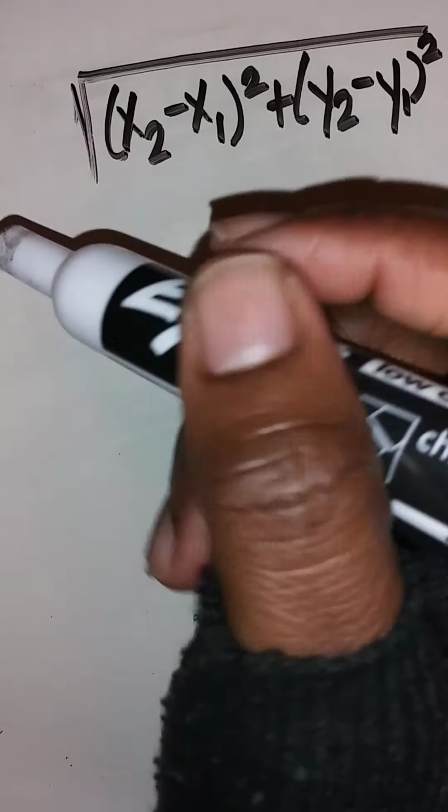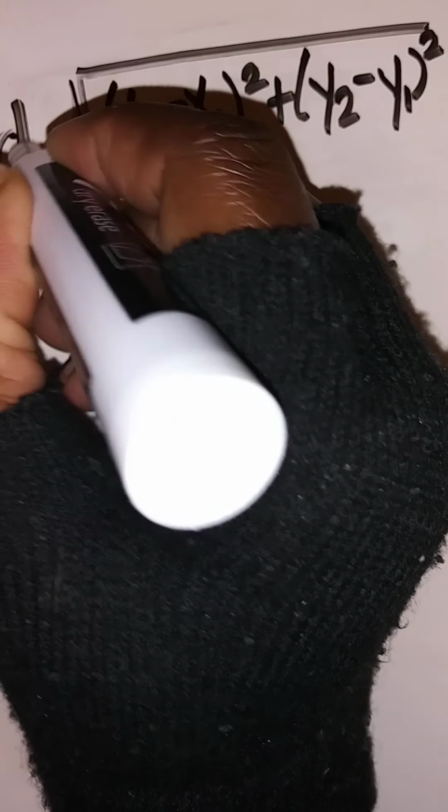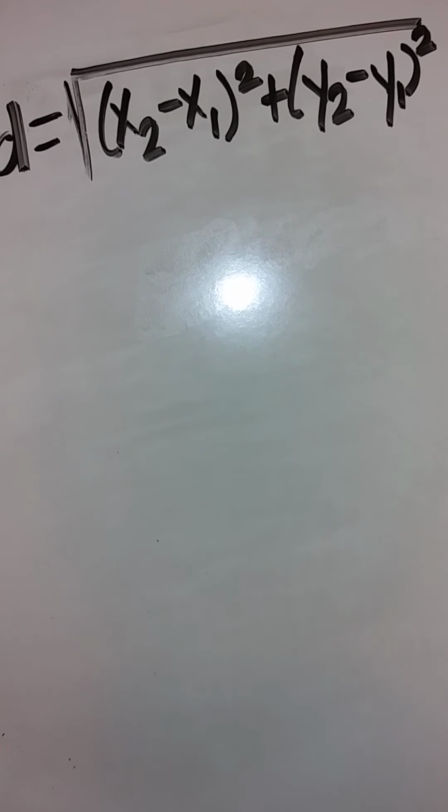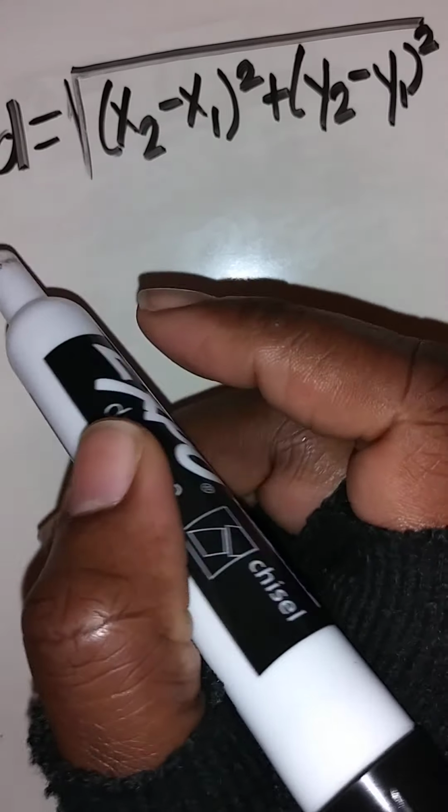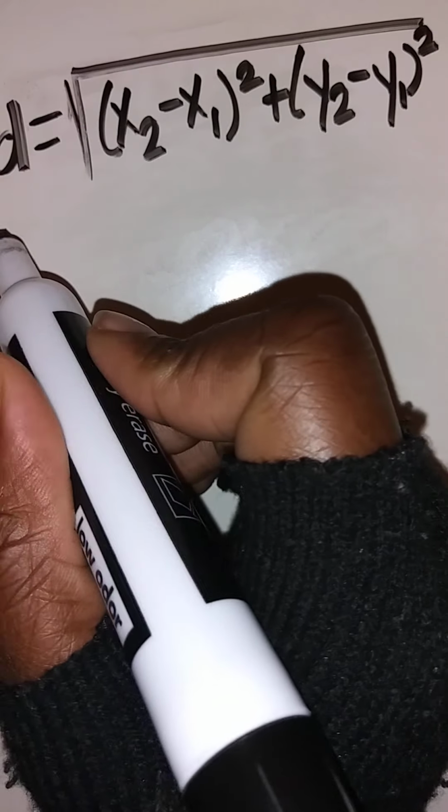The 1 and 2 is just to let me know I have 2 x's and I have 2 y's. That's the only purpose for the 1 and 2 in my subscript, just to let me know I have 2 x's and 2 y's. It's not to be squared or anything like that. So make sure you know that. Okay, look at number 29.